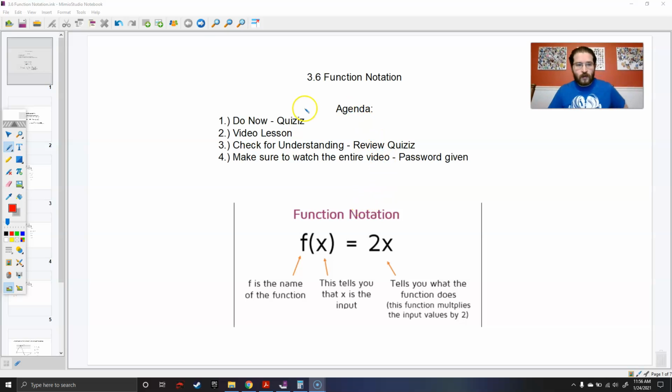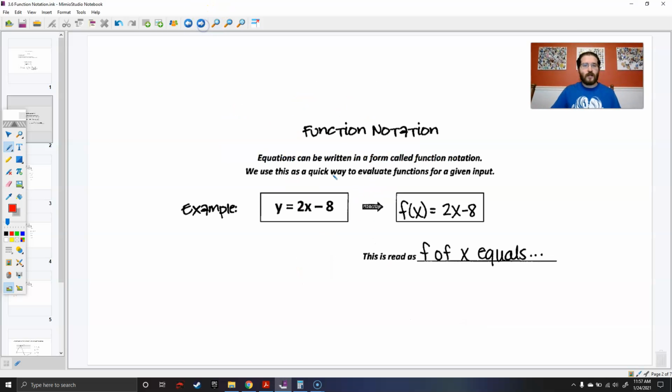All right, so let's take a look at function notation. Equations can be written in a form called function notation. We use this as a quick way to evaluate functions for a given input. Here's our example: y equals 2x minus 8. We could look at this as f of x. We just substitute that, y equals 2x minus 8, because remember, our y value is considered our output, and our x value is considered our input most of the time. So this reads f of x equals 2x minus 8.